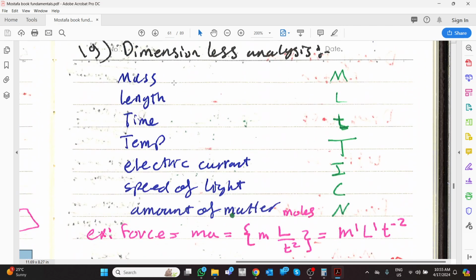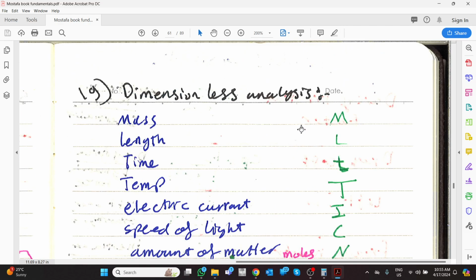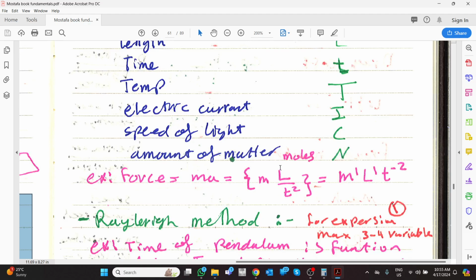To understand, we need to write, for example, mass is m as a unit measure, length L, time small t, temperature capital T, electrical current capital I, speed of light c, amount of matter, which is the moles. For example, force is equal to mass multiplied by acceleration, which is L over t square. So m to the power 1, L to the power 1, t to the power minus 2.